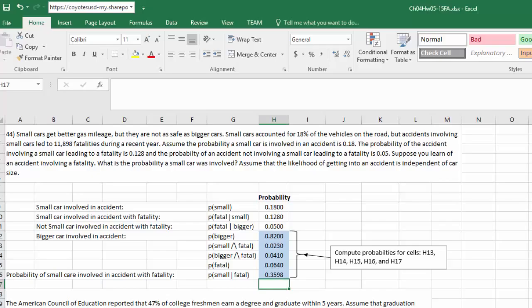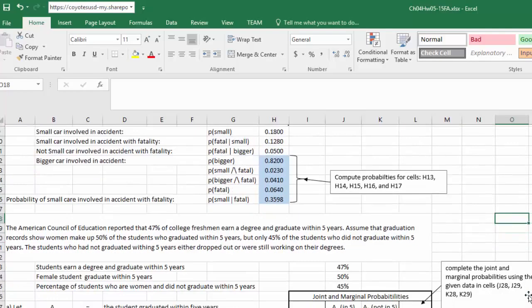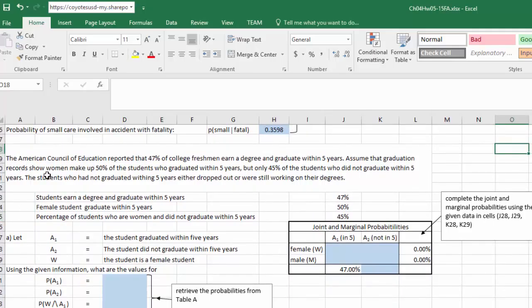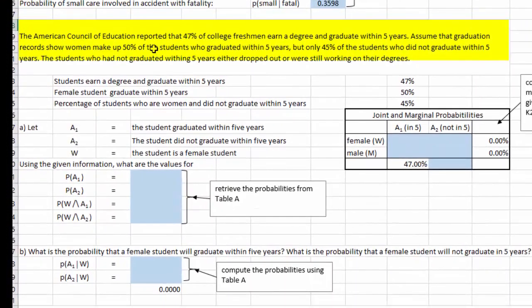Okay. We're going to take it another step further here. Now we're going to look at the American Council on Education. They reported that 47% of college freshmen earn a degree and graduate within 5 years. Assume that graduation records show that women make up 50% of the students who graduated within 5 years, but only 45% of the students who did not graduate within 5 years. The students who had not graduated within 5 years either dropped out or were still working on their degrees.